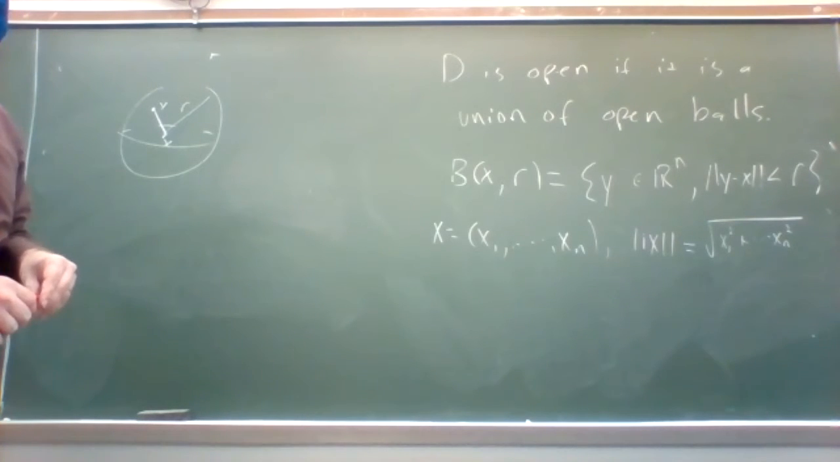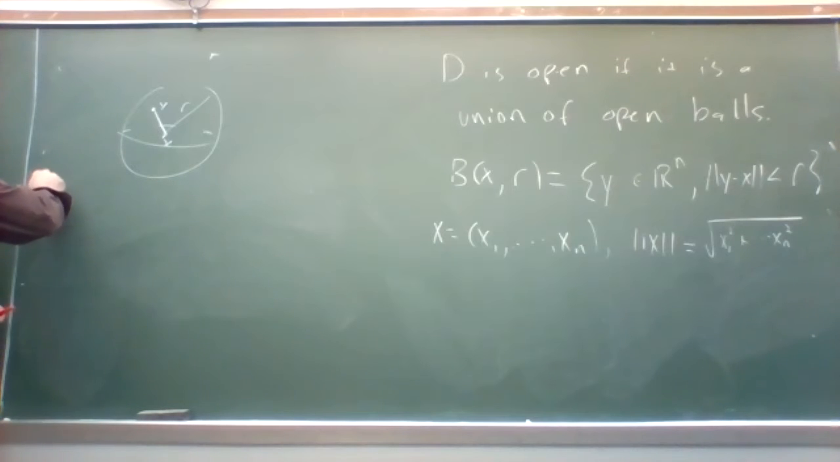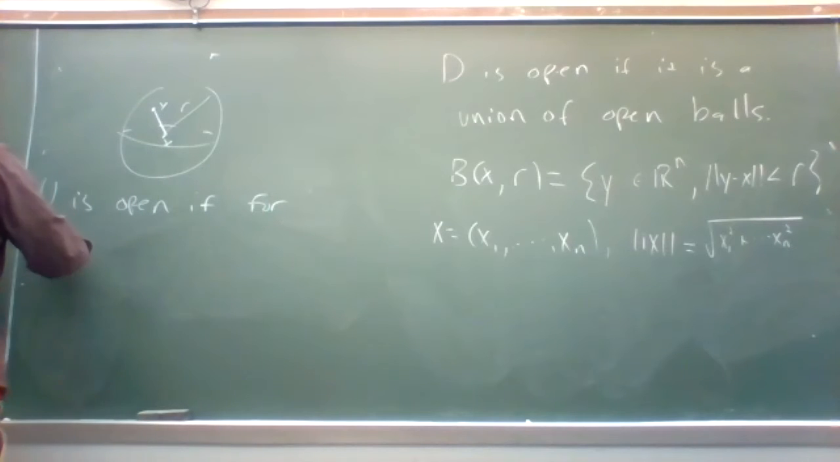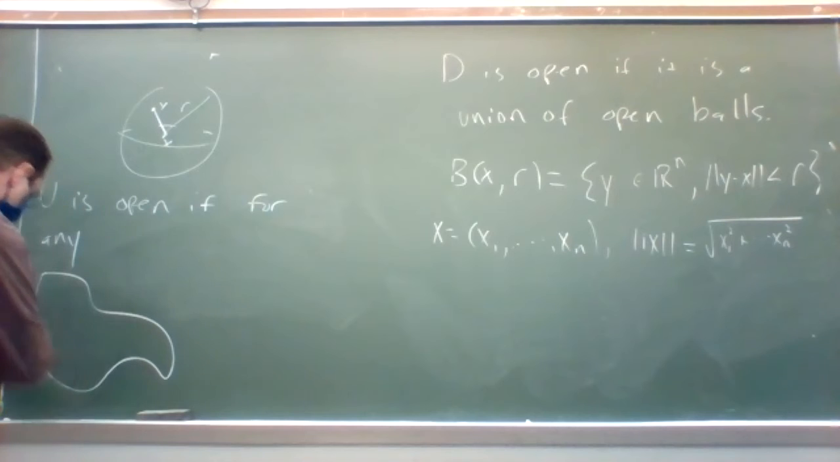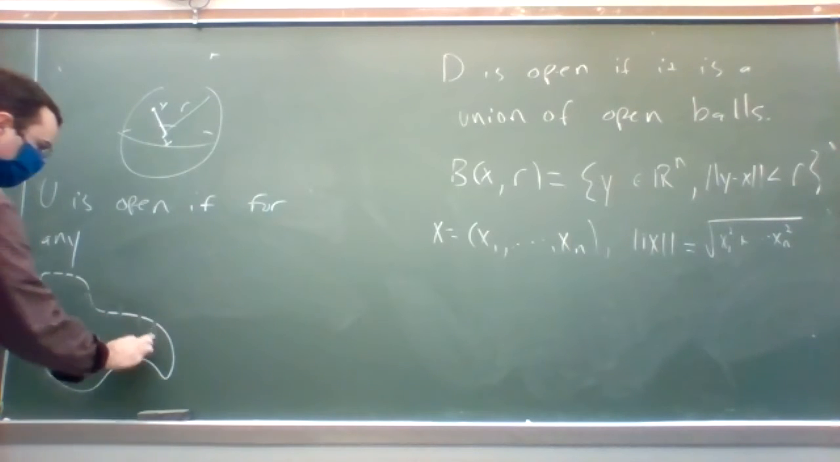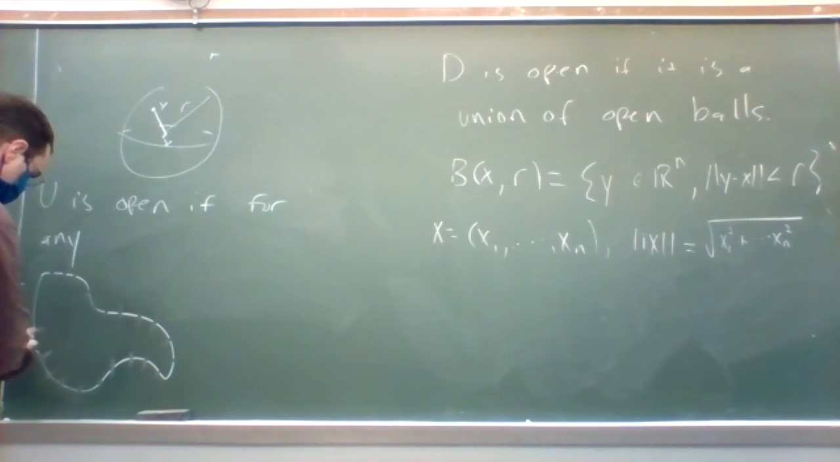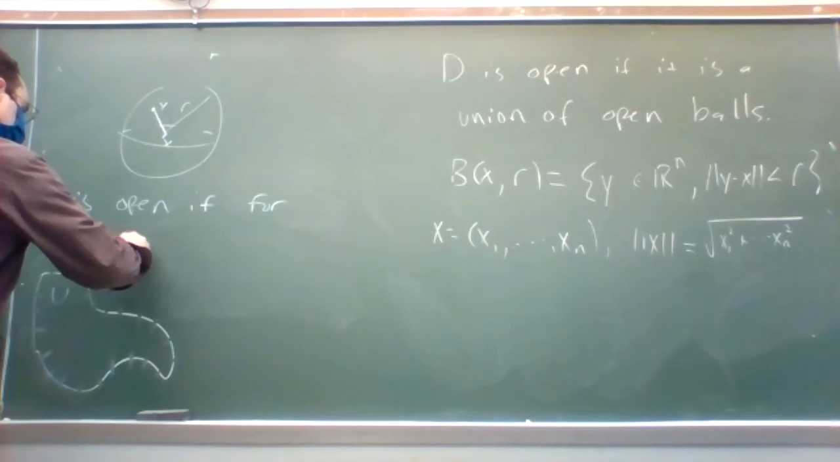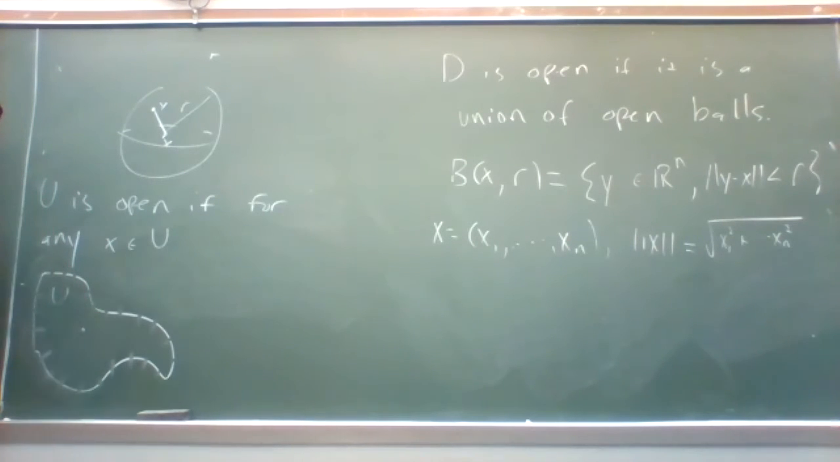And there's a test for an open set. So here's some outline of a set U, but maybe not including the boundary. A set U is open if for any X inside U, you can always find some radius such that the ball of radius R around X is contained inside U.